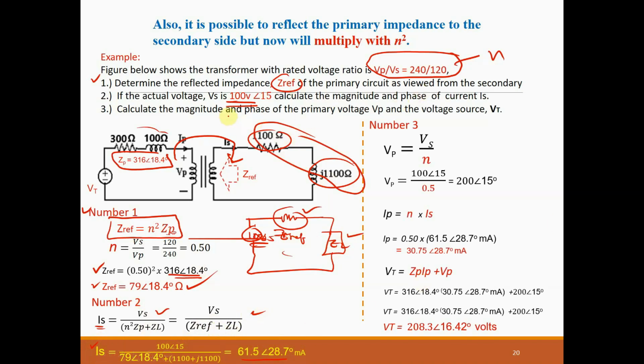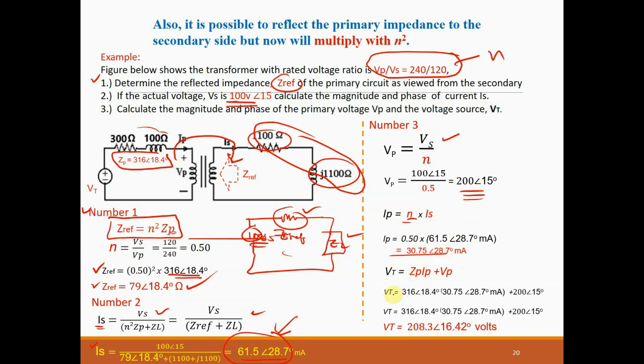So, question number 3, calculate the magnitude and phase of the primary. So, we have VS, 100 divided by N, we have the primary, right? 200 angle 15. What is IP? Just multiply by the turn ratio. So, 0.5 multiplied by 61.5, the value that we got from here, right? And we will have the current IP.